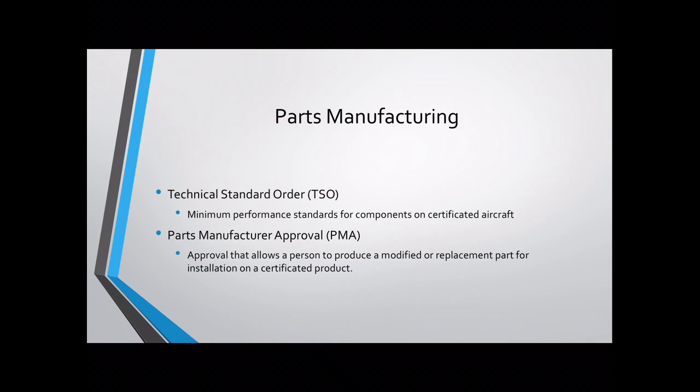We have a lot of different pieces, for lack of a better word, that go into an airplane. When we talk about technical standard orders, or TSOs, they establish the minimum performance standards for components on certificated aircraft, or an aircraft that is covered under a type certificate. This can range from anything from seat belts to safety restraints to life preservers and things of that nature.